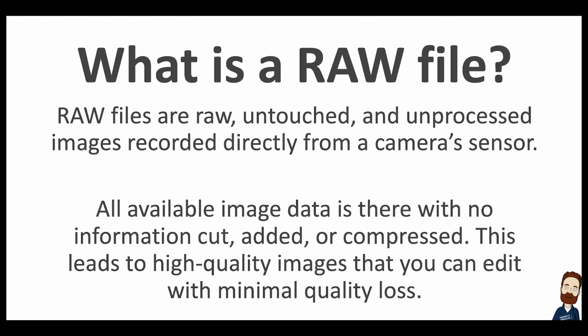So let's go back. What is a RAW file? RAW files are raw, untouched, and unprocessed images recorded directly from your camera sensor. No information is thrown away. All available image data is there, with no information cut, added, or compressed. This leads to high quality images that you can edit with minimal quality loss.